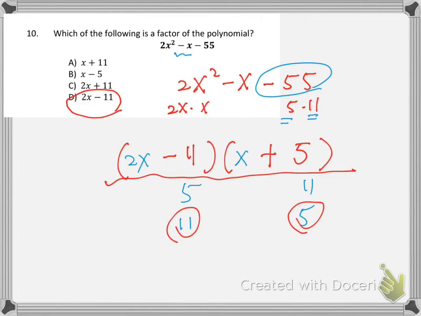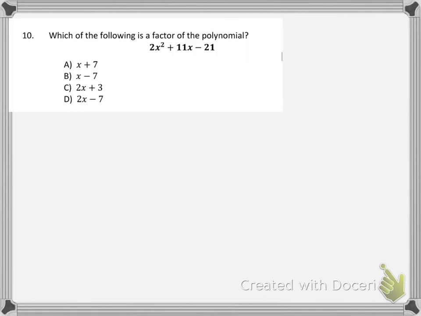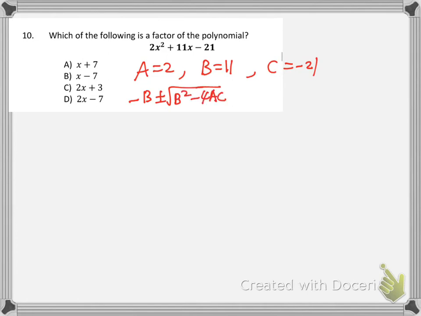Because this question is too hard, let's try it one more time. This new question, 2x squared plus 11x minus 21. So A is 2, B is 11, C is negative 21. Then we use the quadratic formula to find x1, x2: negative b plus minus the square root of b squared minus 4ac, divided by 2a. Because my space is limited, I'm going to skip some calculation here.